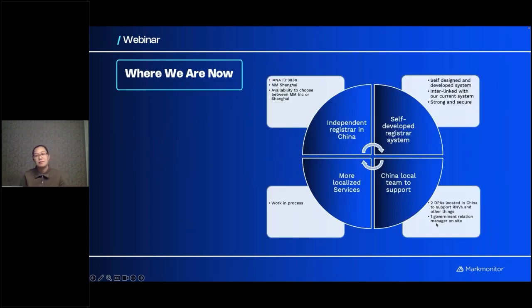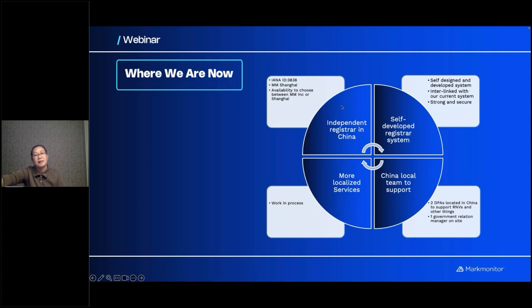So it's been more than 2 years after we launched the service. So you can see in this where we are now. We are a very independent registrar. Our ANID is 3838, and we have our own Shanghai office and company.